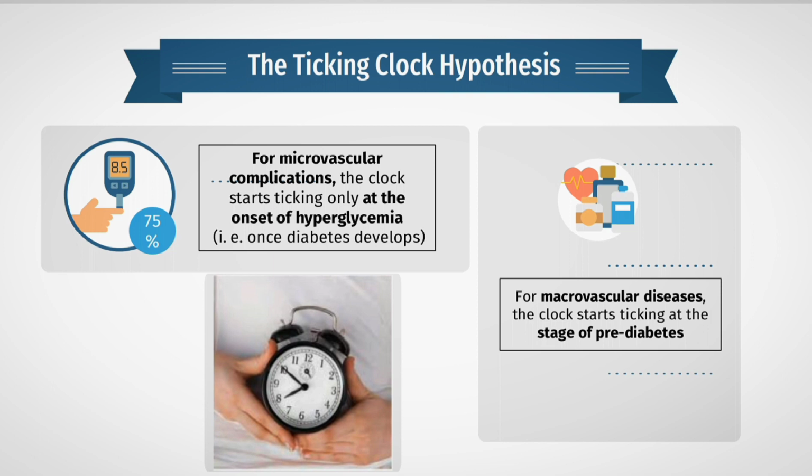We should know about the ticking clock hypothesis. As per this hypothesis, for microvascular complications, the clock starts ticking only when there is onset of hyperglycemia, which means once the patient has developed diabetes, then the ticking of this clock will start. However, in macrovascular diseases, this ticking of the clock starts at early ages, at the stage of pre-diabetes only. It means we have to be very cautious in respect of macrovascular diseases.